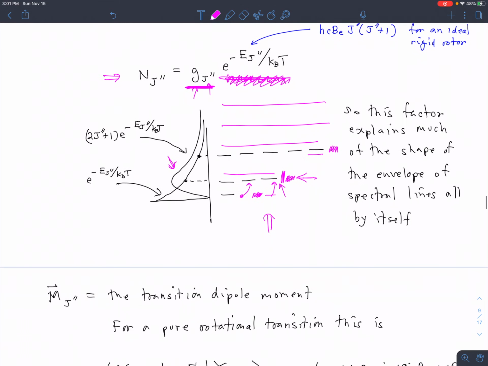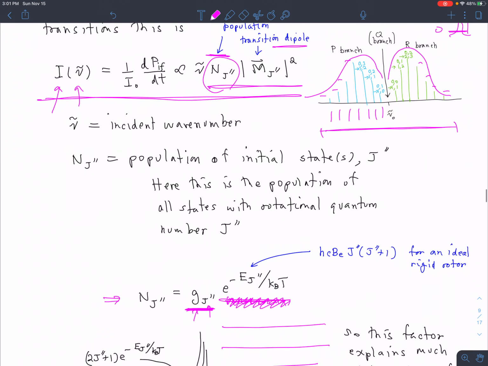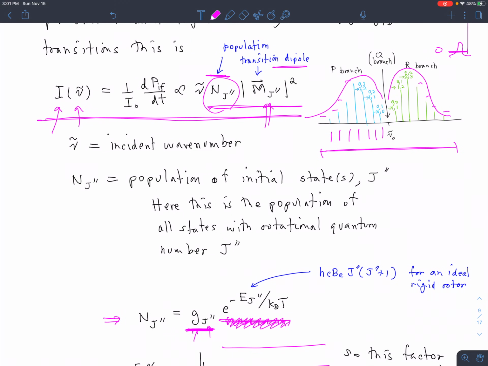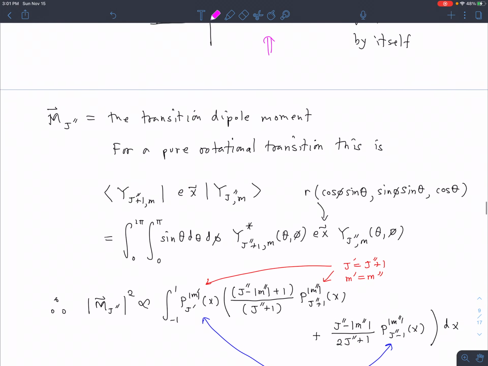And so that's the explanation for the population factor in the peak intensities. What about this second factor? It turns out this doesn't do very much. It's almost all this population factor, as we'll see. But let's look at that second factor.